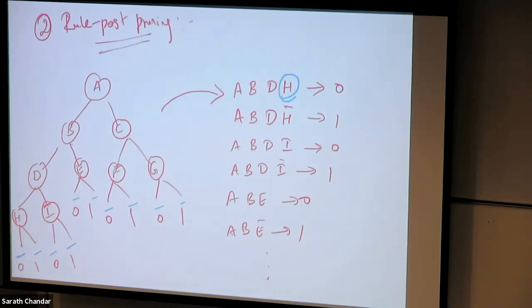What happens if I remove this? How is it affecting the validation accuracy? What happens if I remove this? And so on. Is that clear? Anything which helps in improving the validation accuracy, I'm going to remove. Is that clear? Now, can somebody tell me the advantage of doing something like this over reduced error pruning?